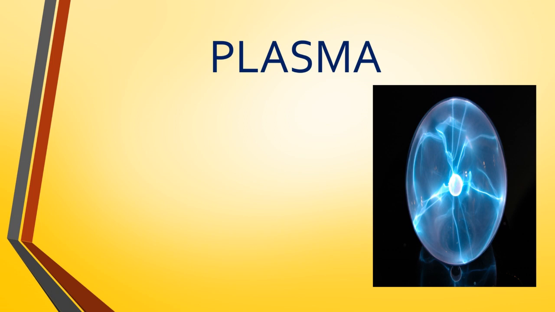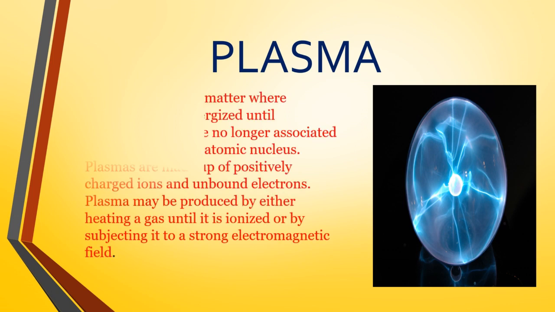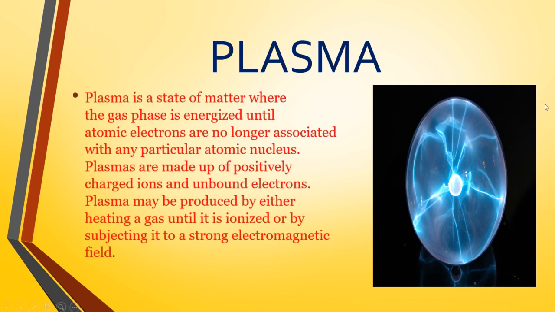Now what is plasma? Plasma is a state of matter where the gas phase is energized until the atomic electrons are no longer associated with any particular atomic nucleus. Plasmas are made of positively charged ions and unbound electrons. Plasma may be produced by either heating a gas until it is ionized or by subjecting it to a strong electromagnetic field.